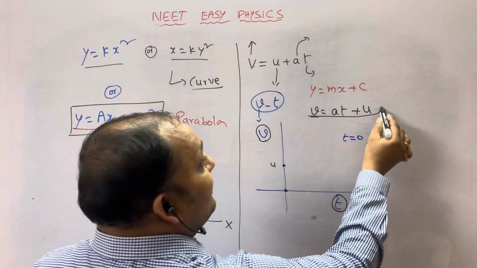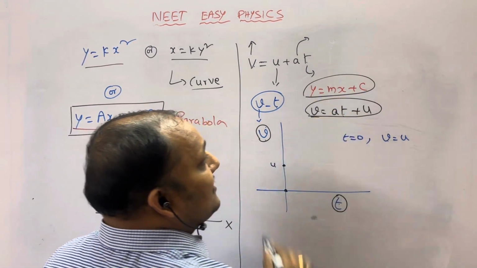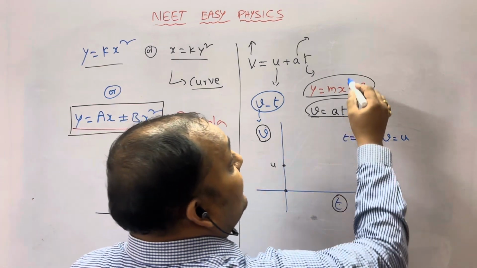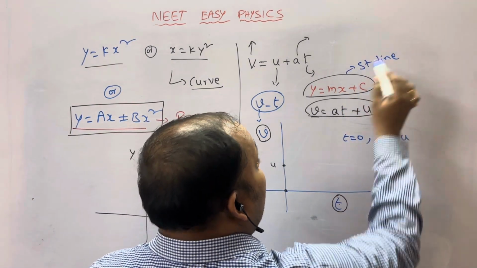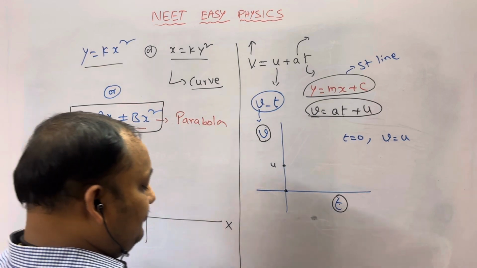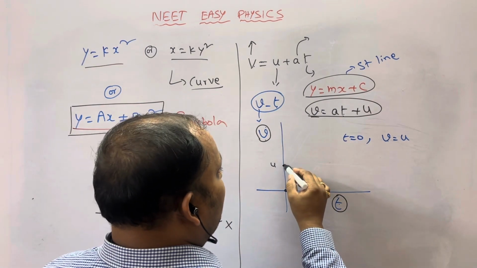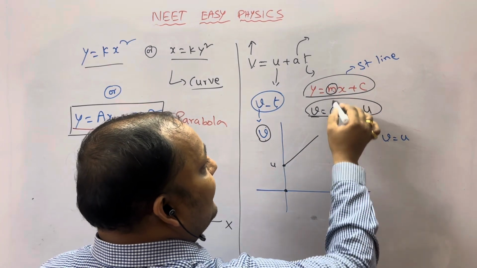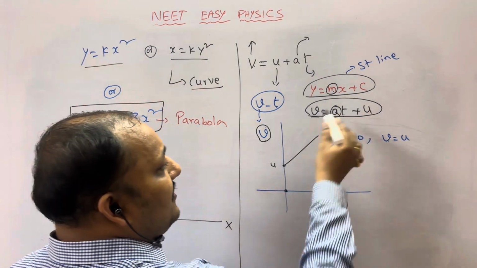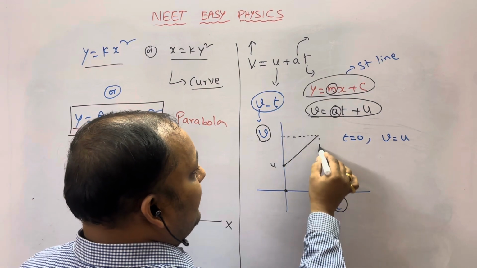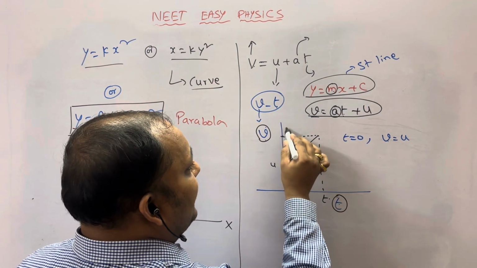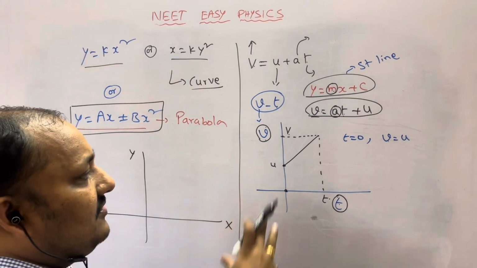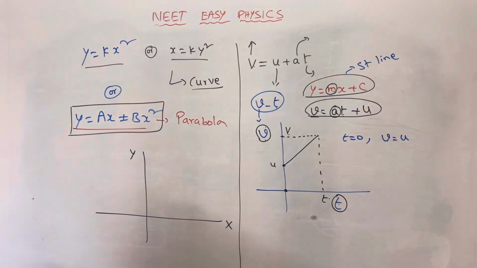So what is the nature of this graph? I said y is equal to mx plus c is a straight line. Therefore the nature of the graph is a straight line. Is it a positive slope or a negative slope? In place of slope, acceleration is there, and this value is going to be positive. Therefore you get a positive slope, and after some amount of time its final velocity is going to be v. So this is how we get the nature of the graphs, whichever they give.